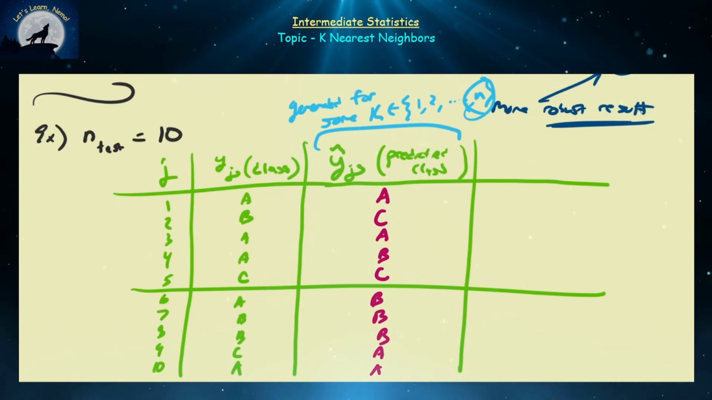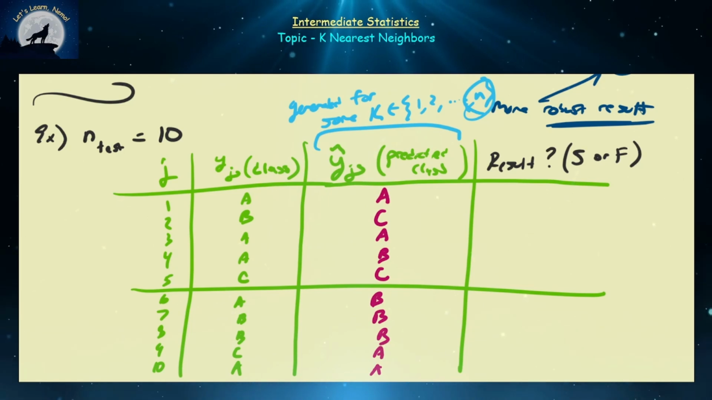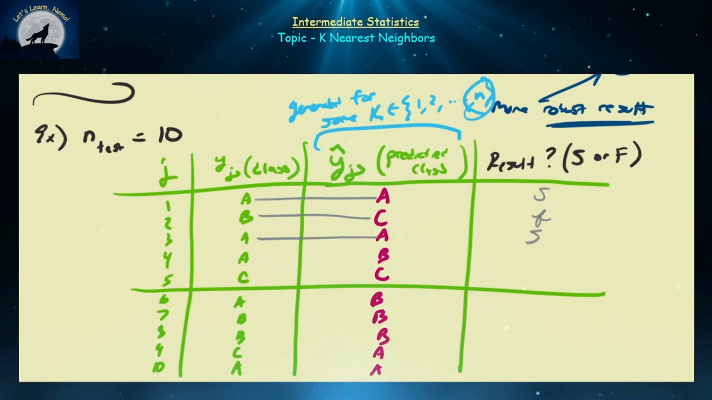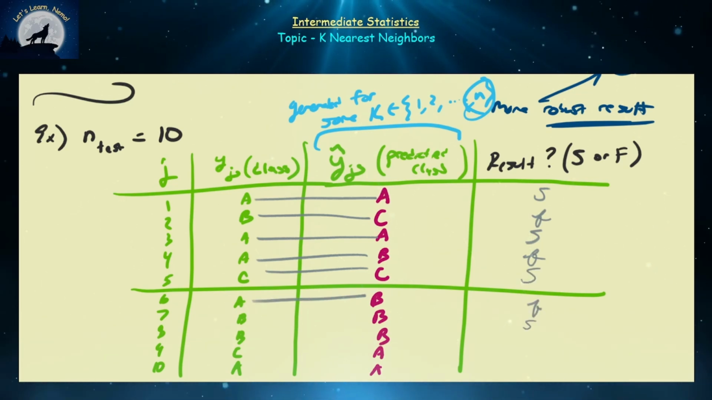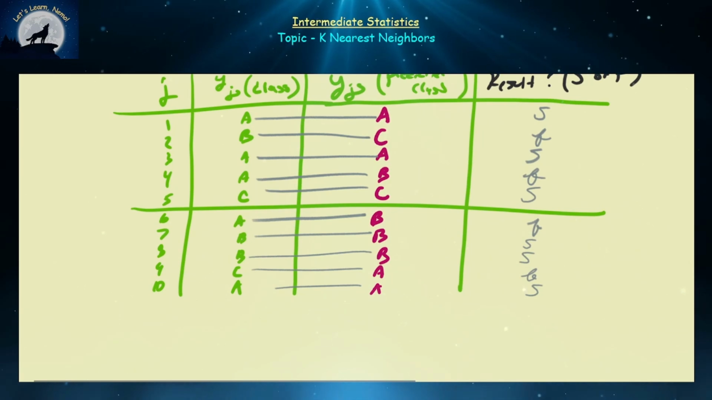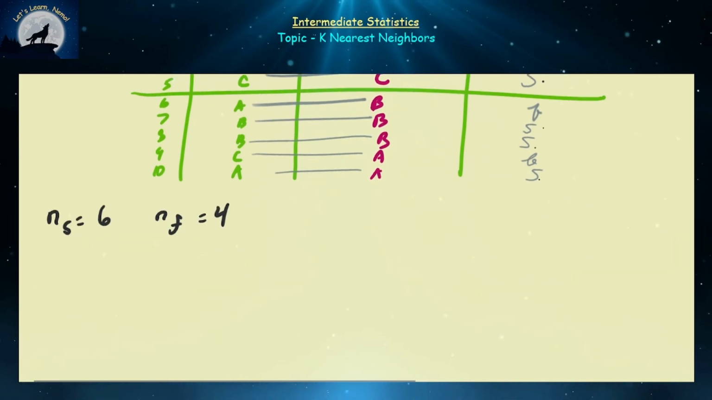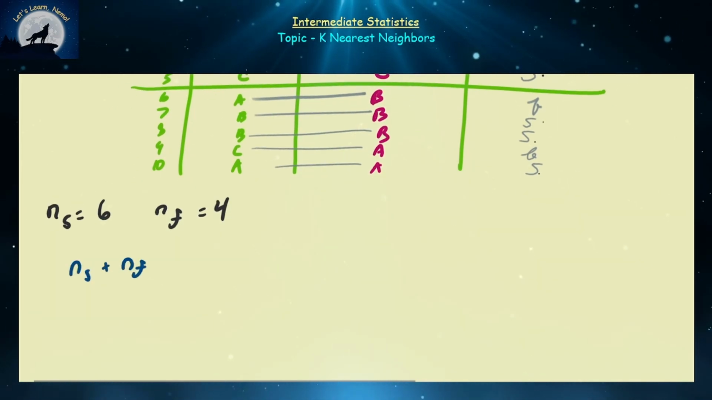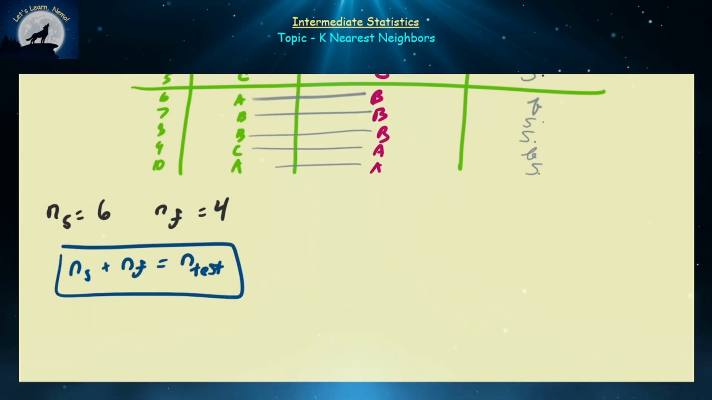Now we need to figure out the result of this classification. Is it going to be a success or a failure? So A to A, that's obviously a success. B to C, that's a failure. A to A, that's a success. A to B, failure. C to C, success. And then what do we have here? We have a failure, a success, another success, a failure, and then finally a success. Okay, so now I want to count the number of successes. I have 1, 2, 3, 4, 5, and 6, and the number of failures is 4. And it's very important to note that NS plus NF must be equal to the size of your testing set.